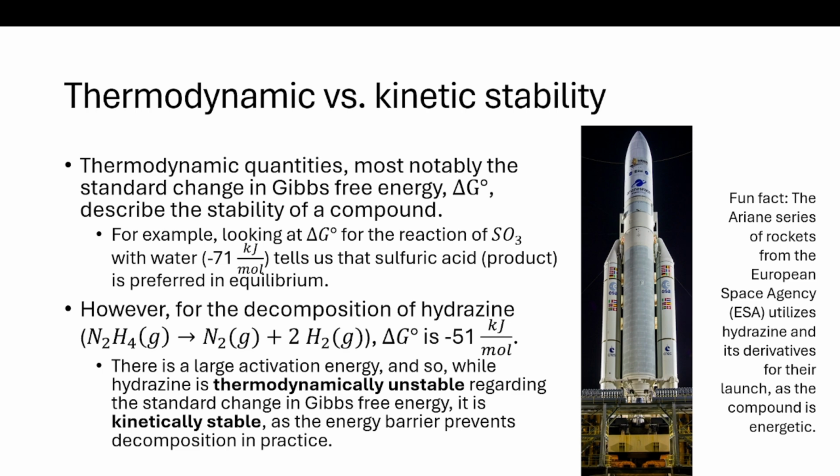And in addition, if you look at the relation between Gibbs free energy and the equilibrium constant, if the Gibbs free energy change is negative, the equilibrium constant will become higher. And so we're going to get a desirable shift towards the products in a reaction. And in fact, this negative value for Gibbs free energy tells us that the product, which is sulfuric acid, is preferred in equilibrium.